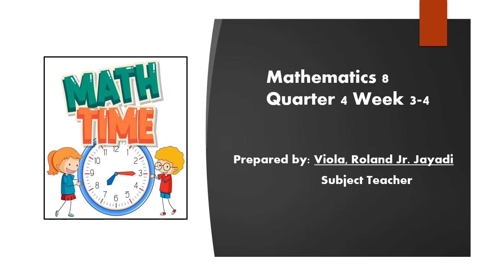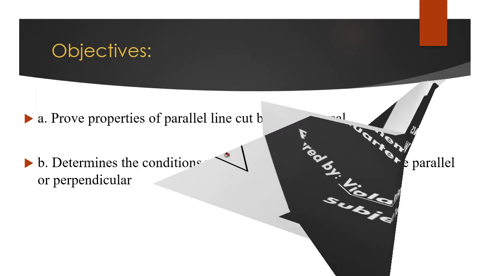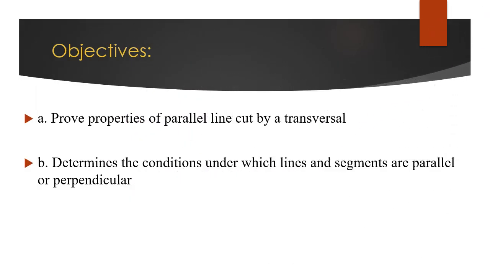So before we start with our lesson, this morning, let's have first our objectives. Our objectives are A. Prove properties of parallel lines cut by a transversal, and letter B. Determine the condition under which line segments are parallel or perpendicular.